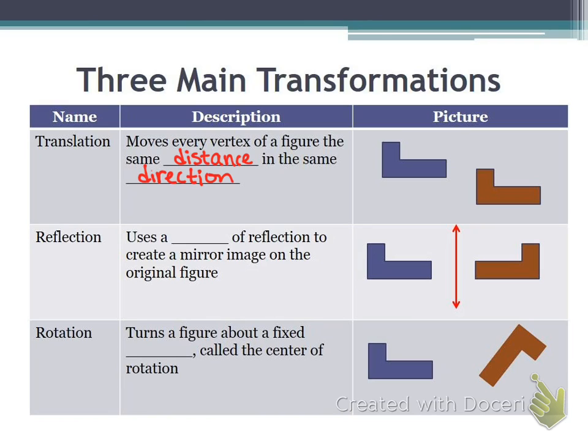Okay, so a translation will move it the same distance in the same direction. And when they talk about a vertex, they're talking about those corner points. So this figure has several vertices. So all those vertices, or all those corner points, are getting moved the same exact distance in the same exact direction.